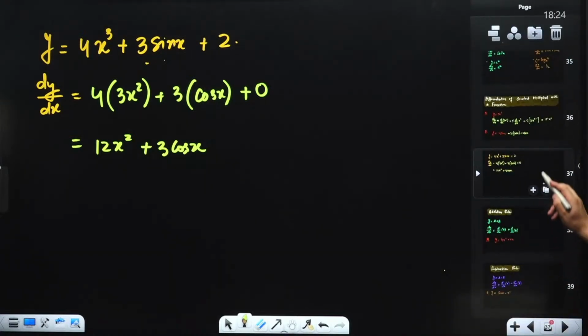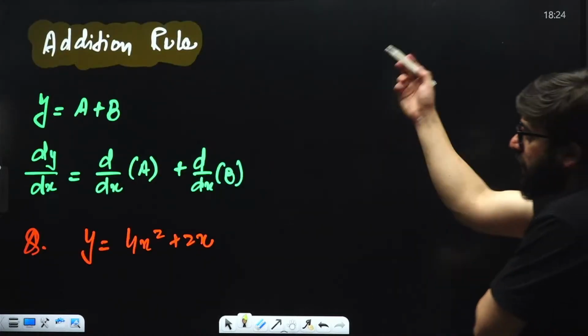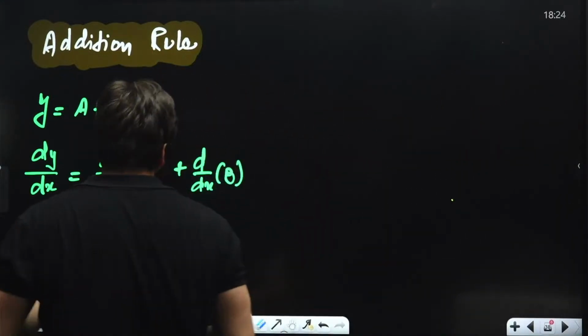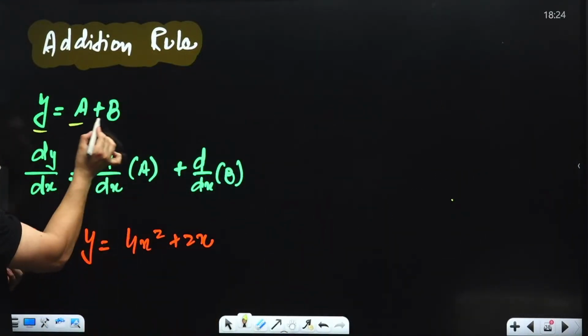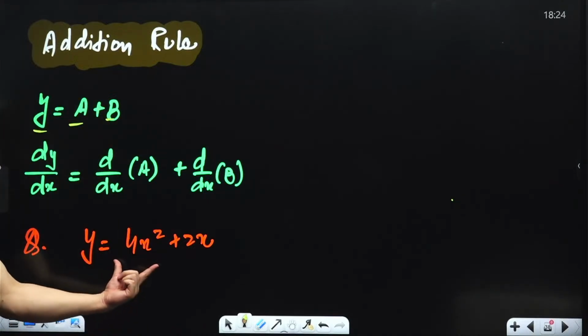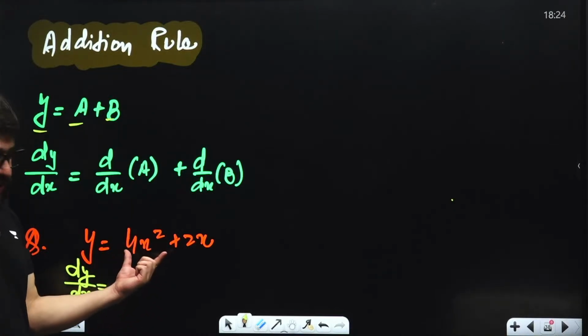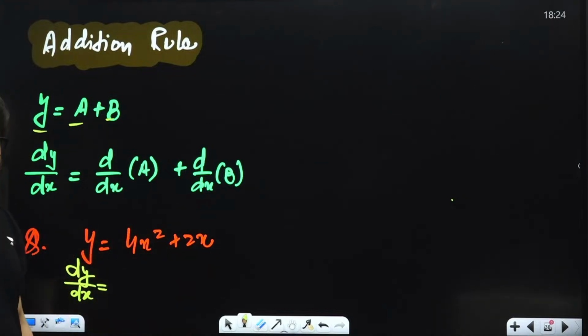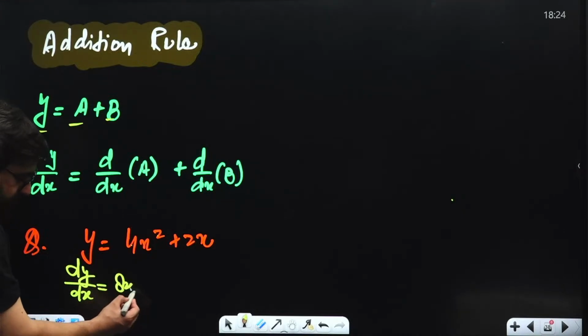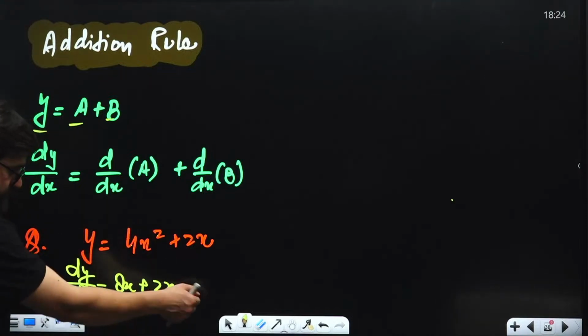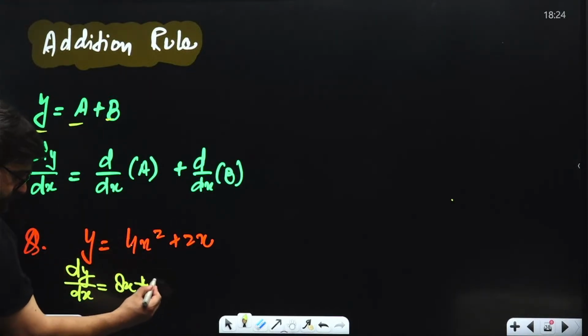Next, addition rule. Addition rule simply means if you have y is equal to a plus b, like 4x square plus 2x, how are you supposed to differentiate in this particular case? You say dy divided by dx. You will do the differentiation of this one, then the differentiation of this one. For this it is 2 into 4, which is 8x, plus, for this, sorry, it will be 2.